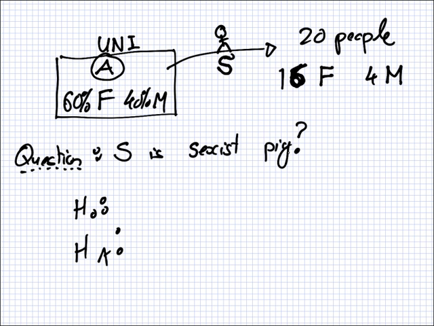It's really, really good practice to have some number mentioned in the null hypothesis. You can't just say the null hypothesis is that S is not a sexist pig. We have to put some quantifiable number in it. Is that 16? Oh, to the right. 60, 40, 16, yeah, I'll fix that. 16 and 4.